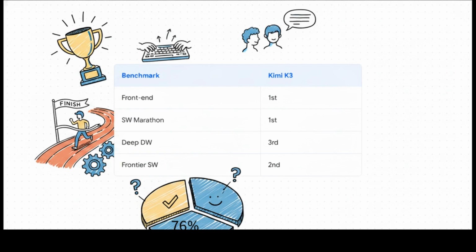But how does all that scale actually translate into real performance? Well, check out this comparison table. Kimi K3 isn't just playing catch-up here, it's actively surpassing top closed-source Western labs like Anthropic and OpenAI in some seriously rigorous coding and complex agentic tasks. It's taking first place in front-end code. It's totally dominating the SWE marathon. In fact, when pitted head-to-head on the exact same tasks, Kimi K3 was chosen as the better model 76% of the time against its top competitors. This completely shatters that old assumption that open-source models are just doomed to be 6 to 12 months behind forever.